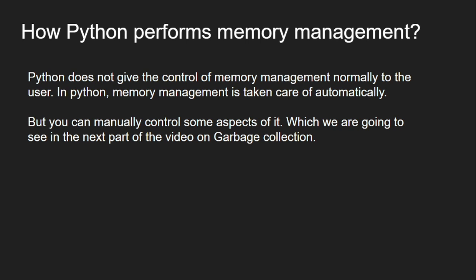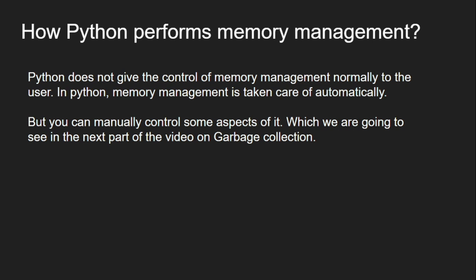We will see them in the later part of the video, not this video, the next part of the video. We are going to see how, using the GC module, the garbage collection module in Python, we can modify something. We can disable that particular GC module so that the garbage collection will automatically stop, and we can manually do all of that.